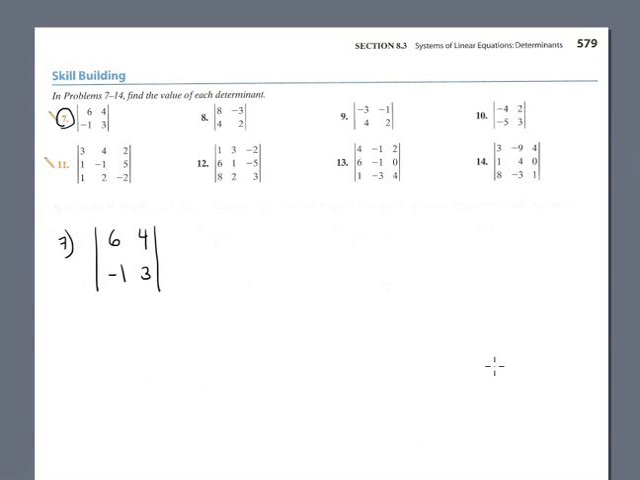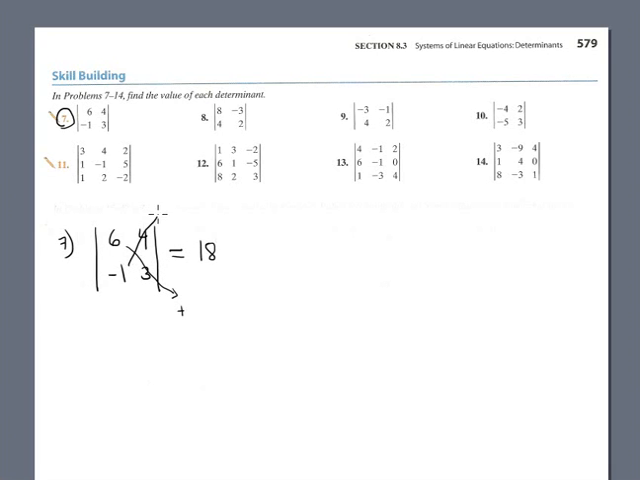Okay, this is the determinant. Question 7. Determinant 2 by 2 is super easy. The only thing you should do is multiplication. Multiplication of this and this using positive sign is 18.